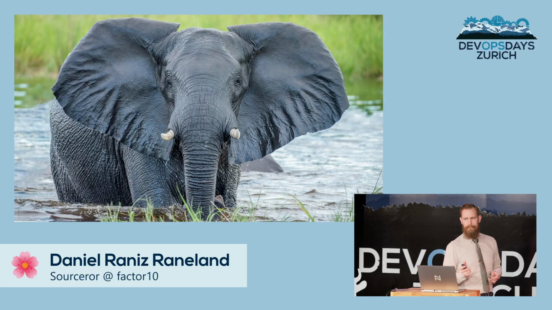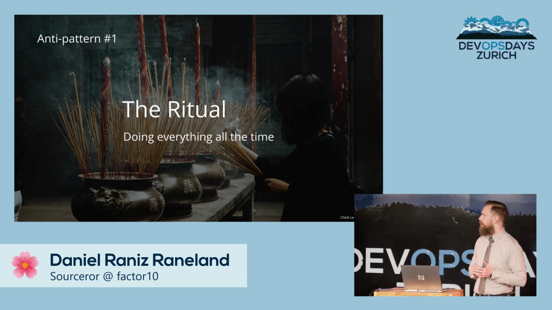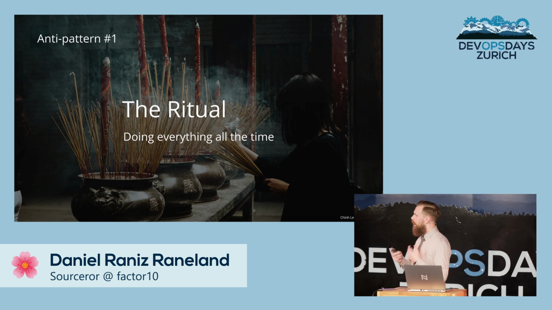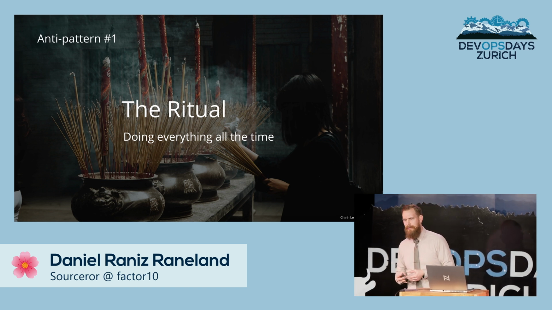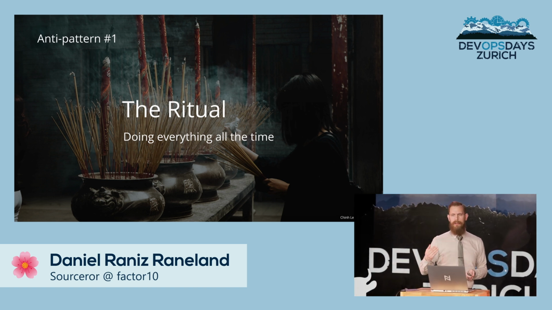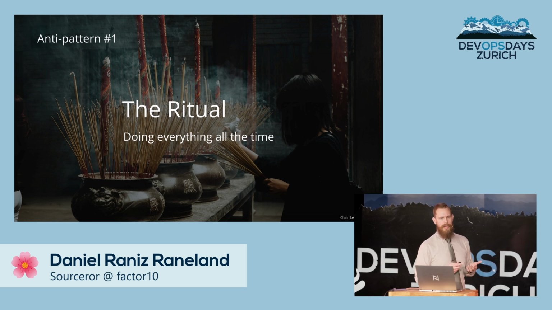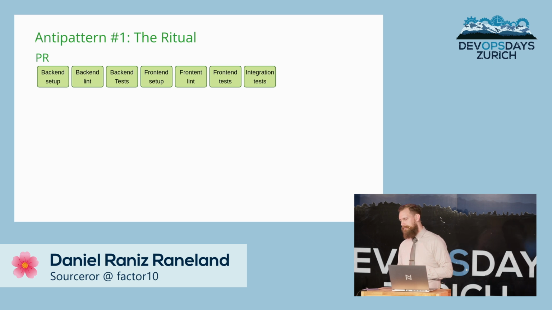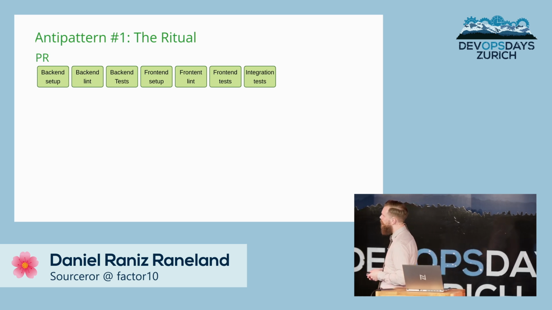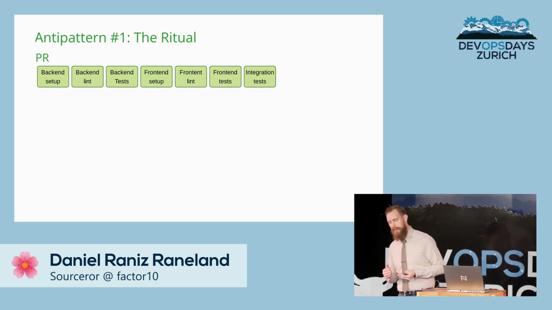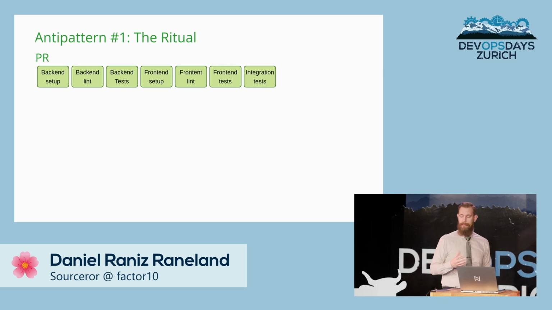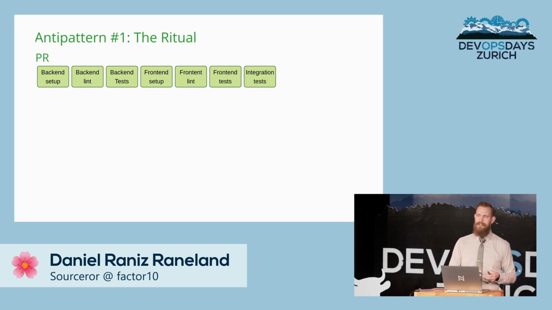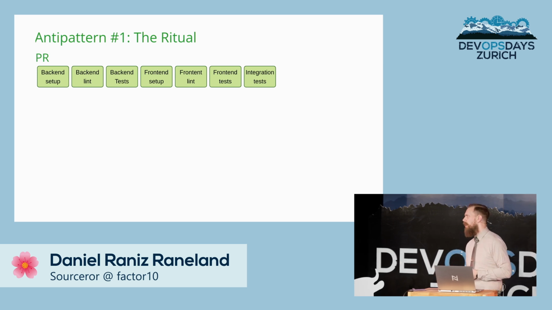So let's get started. Anti-pattern number 1, the ritual. And this is where we do everything all the time, every time, which means our pipeline follows a ritual. This usually happens quite organically when we start out. We might have a PR pipeline that does the linting, runs the tests for front-end and back-end, and then runs the integration tests to see if everything works.